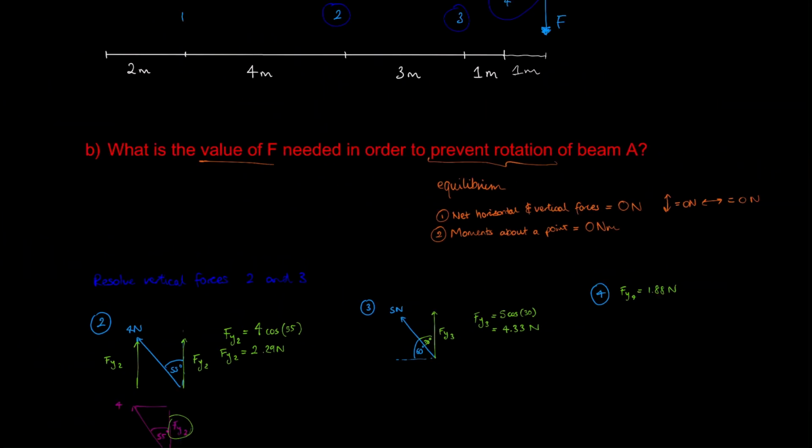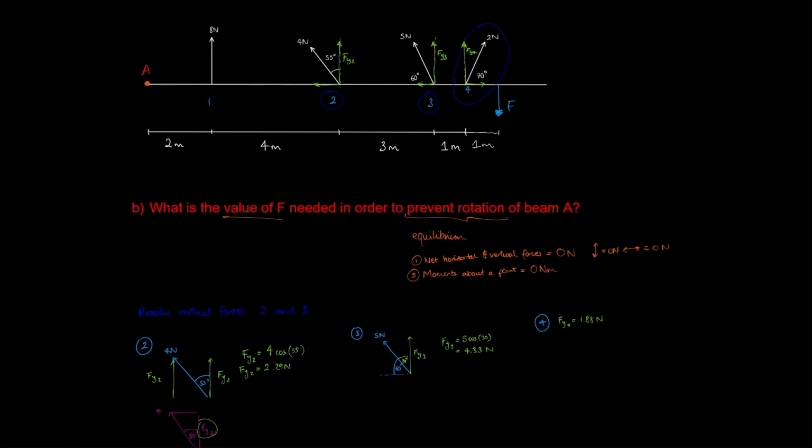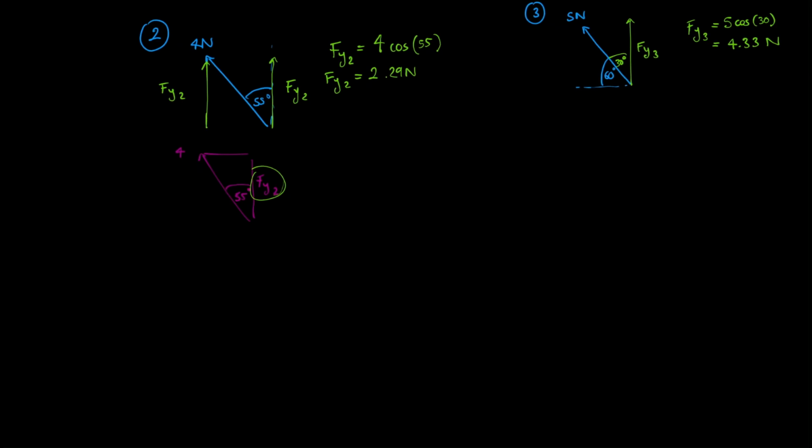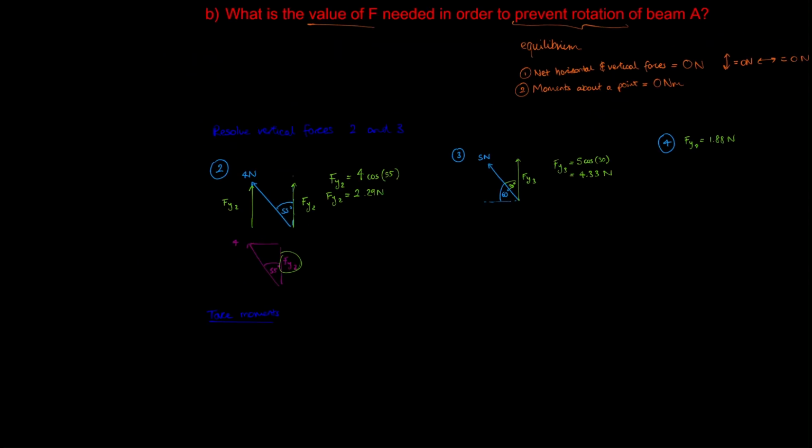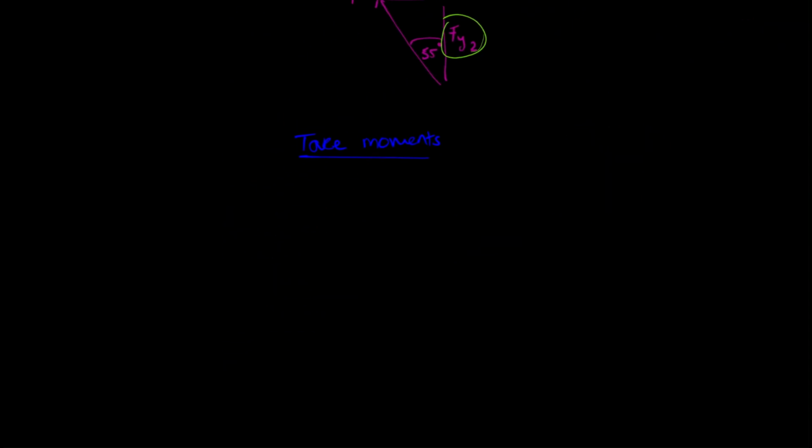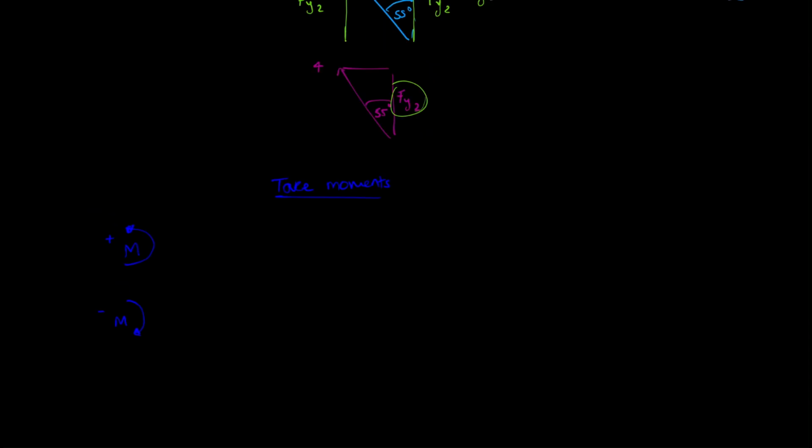Right, sweet. So now we've got all of our vertical forces, all of the forces essentially that we care about to find the moments about point A and to find what value we need for F. So the next step now is we want to take the moments that we know. We are going to assume really quick, same as in part A, that a positive moment is going in the anti-clockwise direction and a negative moment is going in the clockwise direction.